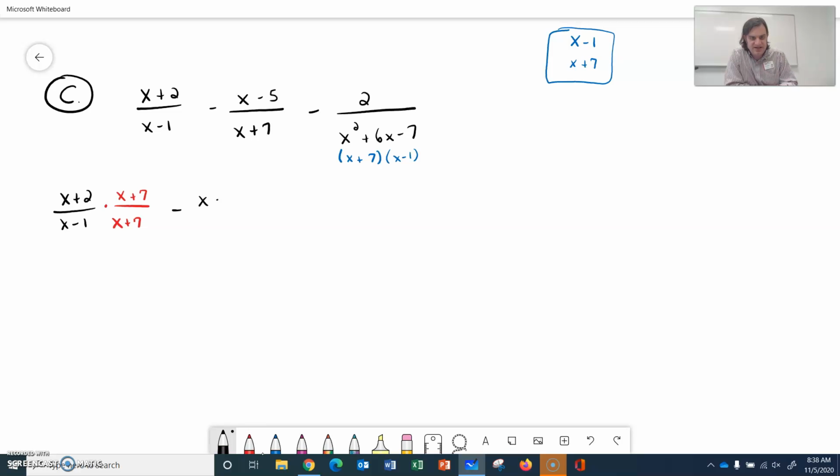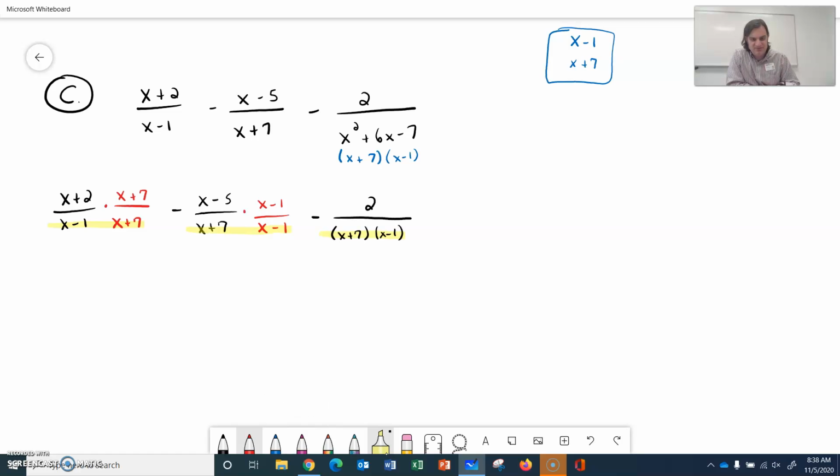The second fraction, x minus 5 over x plus 7, has an x plus 7 in the bottom, but it needs an x minus 1. And if we're rewriting the fraction, we put it in the bottom, we put it in the top. And the last fraction has both pieces in the denominator, so I don't have to put anything else with it, but I will write the terms here, x plus 7 and x minus 1, so that we can see them. So now all three of our fractions have a common denominator of x minus 1, x plus 7.